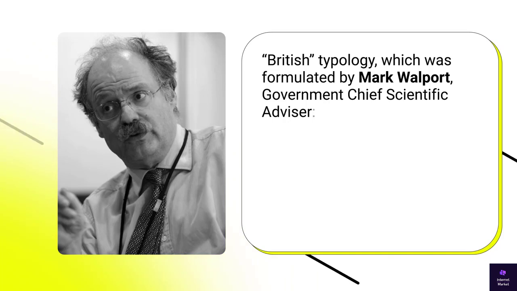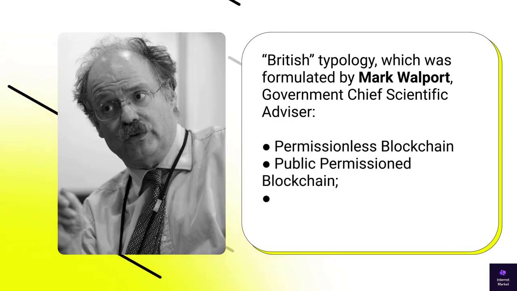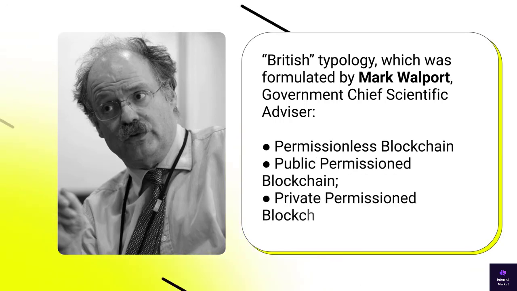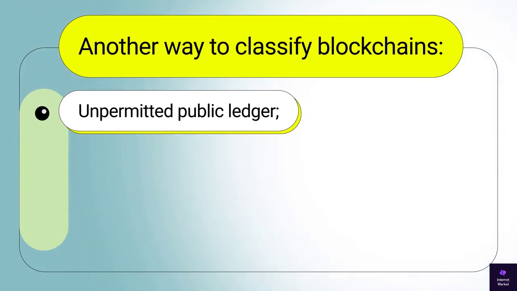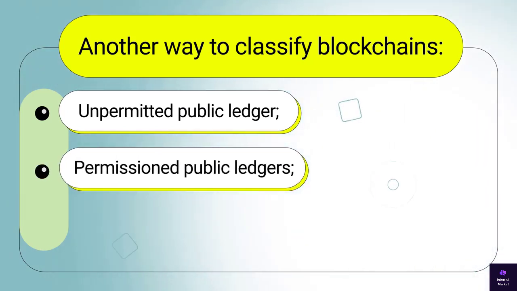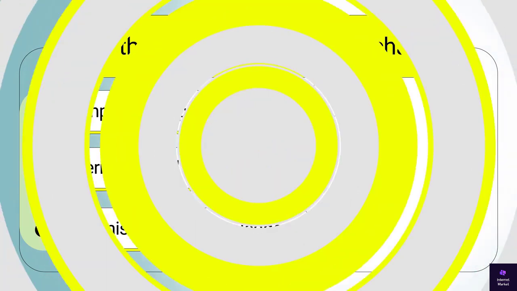There is another British typology which was formulated by Mark Walport, Government Chief Scientific Advisor, in his report Distributed Ledger Technology, Beyond Blockchain. 1. Permissionless blockchain. 2. Public permission blockchain. 3. Private permission blockchain. Here's another way to classify blockchains. 1. Unpermitted public ledgers. 2. Permissioned public ledgers. 3. Permissioned private ledgers.